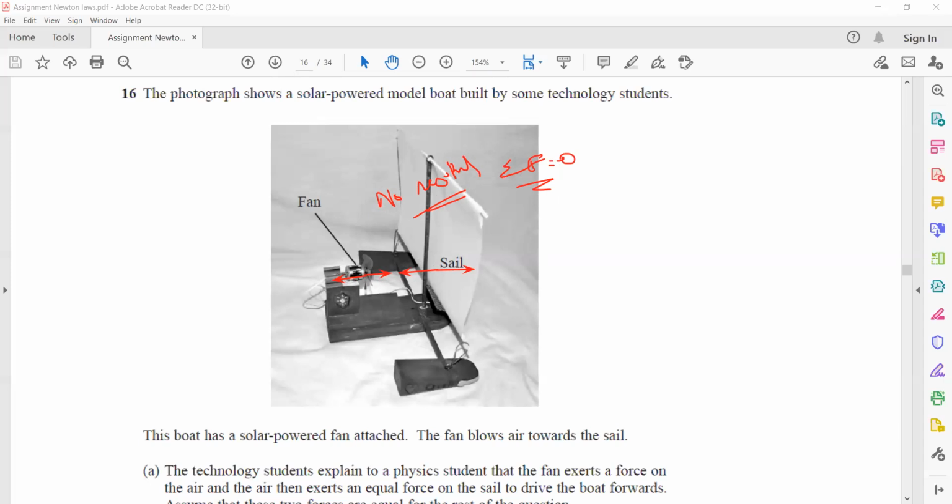So the force from air on the sail matches with the force from air on the fan, and they cancel out each other. So the resultant is zero. If the resultant is zero, it will not move. Is this part clear? That is why this does not move?